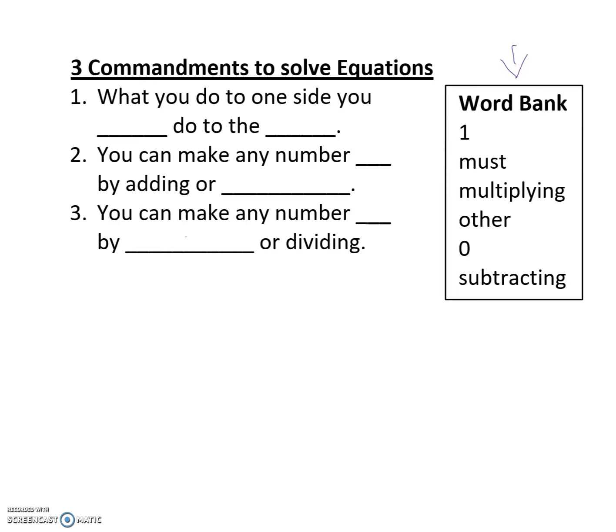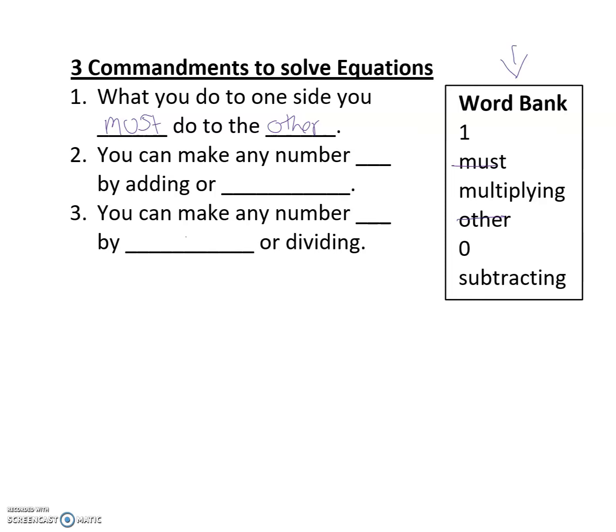So this first one says, what you do to one side, you blank do to the other. To the blank, sorry. Giving you the answers now. So, what you do to one side, you must, absolutely always must, do to the other side. All right? That's something super important to remember.